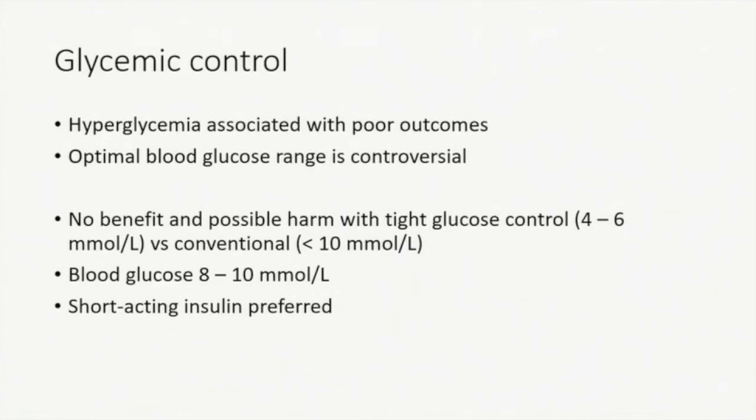Most evidence seems to suggest that very tight glucose control, aiming between 4 to 6 millimoles per liter, has no benefit but possible harm, with some large studies even showing increased mortality and a higher incidence of hypoglycemic episodes. So generally speaking, in most ICUs, we aim for a fairly conservative glucose level of about 8 to 10. And to control these glucose levels, we prefer to use short-acting insulin rather than long-acting agents.